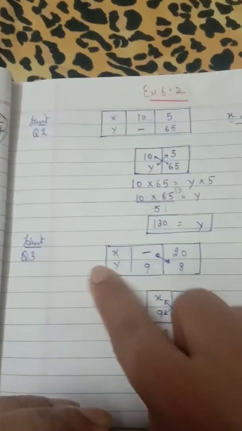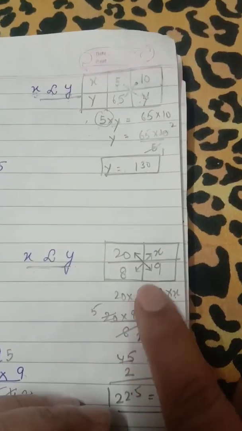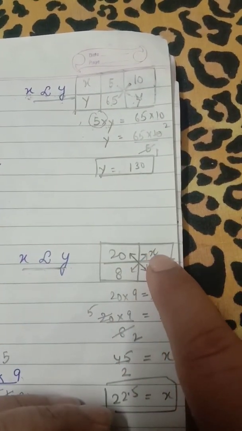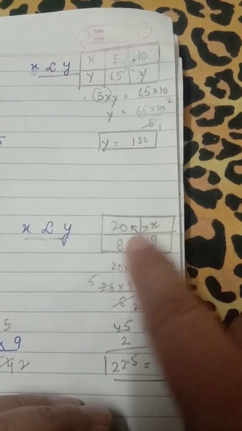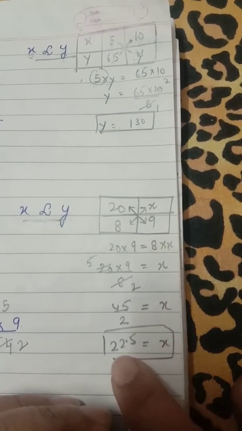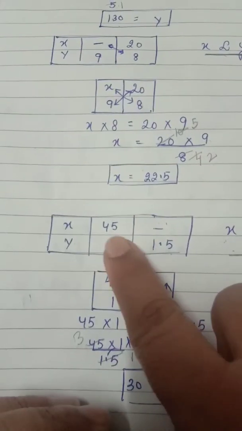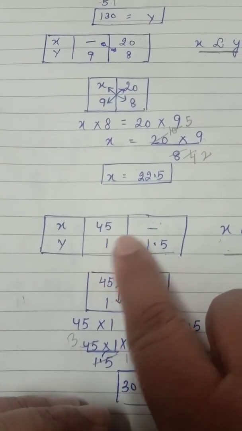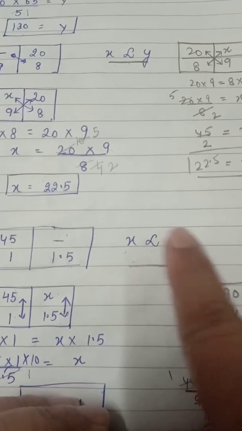Now in question number 3, x is missing, and again it's stated that x is directly proportional to y. Same method we are going to follow. If x is missing, put it as x, or you can give it any other variable. And then again cross multiplication, because it's a direct variation question, the process remains the same and the value of x is 22.5.